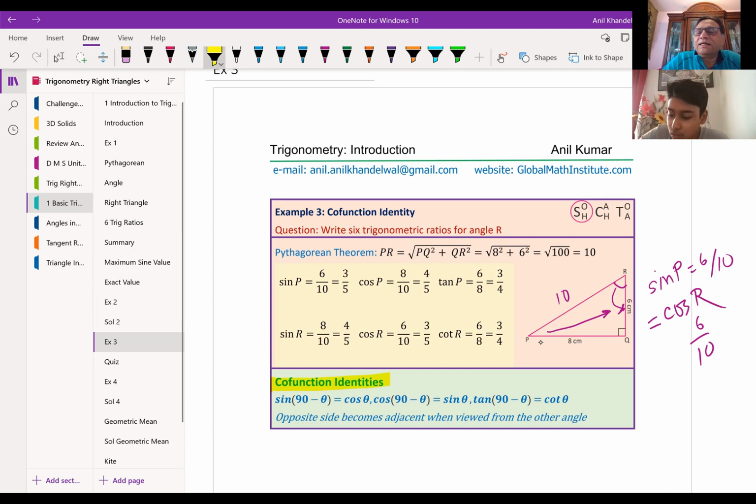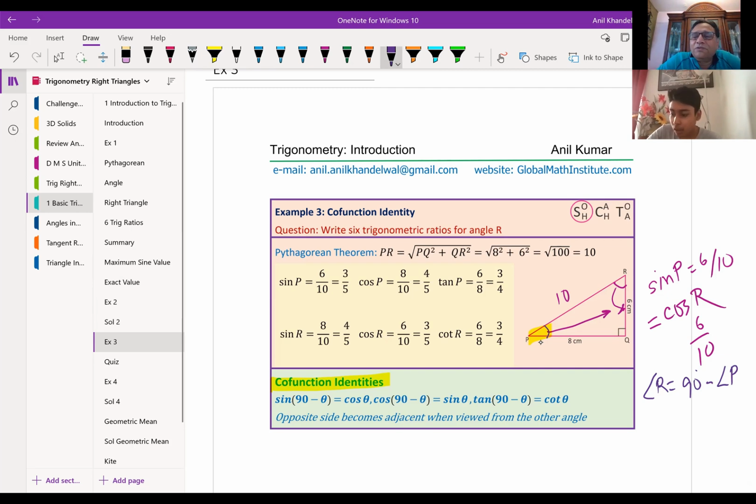So the cofunction identity is that sine of 90 minus theta is cos theta, cos of 90 minus theta is sine theta, tan of 90 minus theta is cot theta. Clearly, when we have a right angle triangle, then angle R is equal to 90 degrees minus angle P, correct? That's what we mean when we say 90 minus theta. Is that clear to you? So these are cofunction identities. You could derive this result from the previous one and match, right? How do they match?